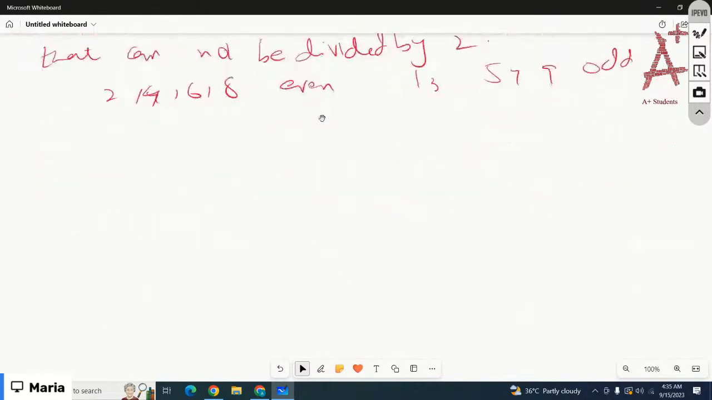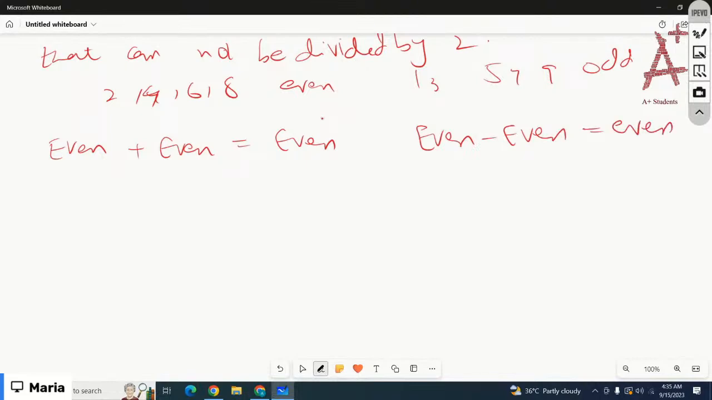For example, you are adding two even numbers. Their answer is also even. Same is the case for subtracting. If you are subtracting two even numbers, their difference must be even. If you are adding two odd numbers, their sum must be even. If you are subtracting two odd numbers, their difference must be even, right?